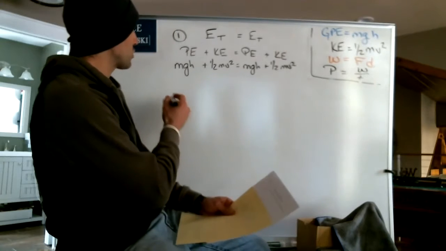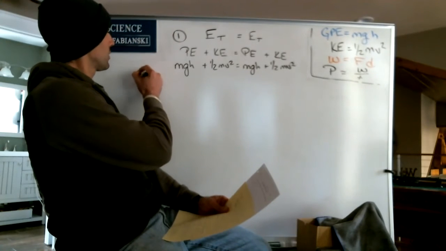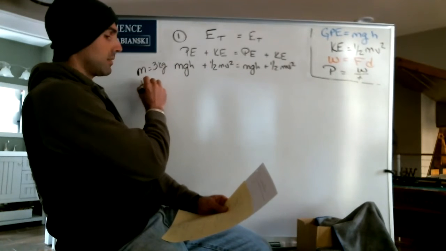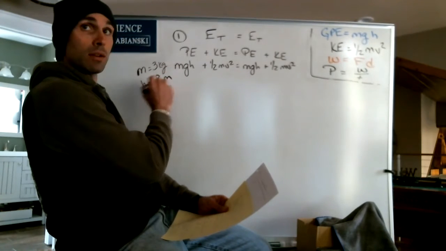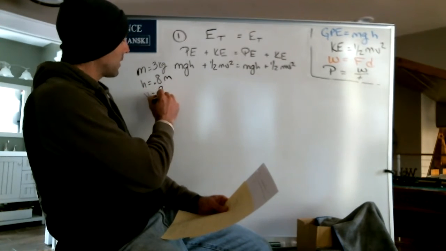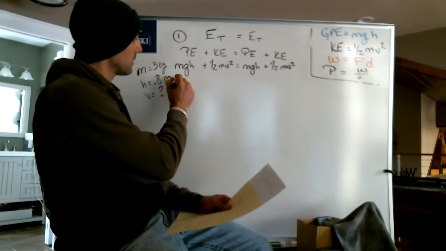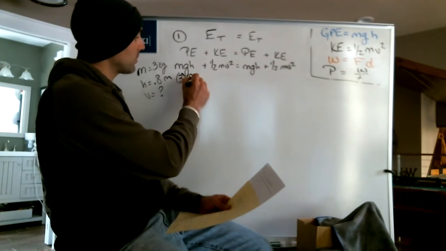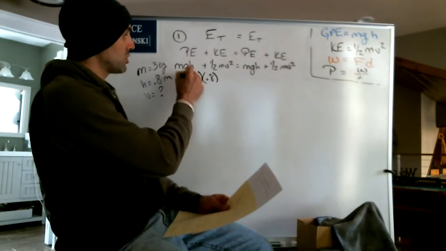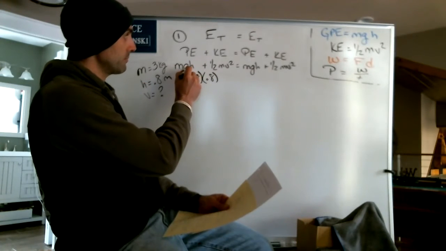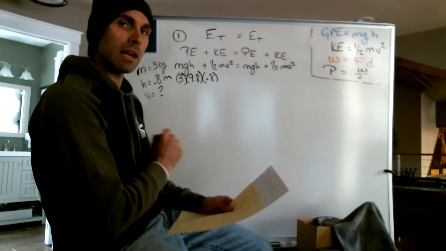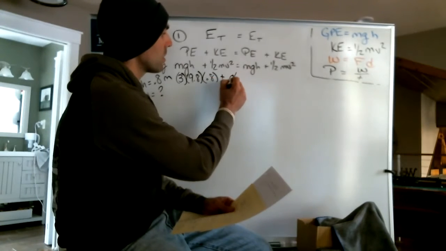So some of the information we have: we know the mass is 3 kg, we know the height is 0.8 meters, and we want to find how fast it will be going at the bottom. All right, let's start to fill this in. 3 times 9.8 times 0.8 meters. M, mass, G, gravitational constant, H, height. Now, it sits on top of a 0.8 meter ledge, which means it has 0 kinetic energy.